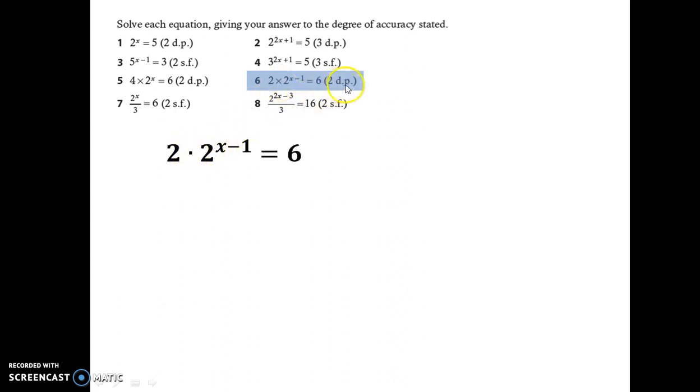And then here it says 2 decimal places. That's what that means, 2 decimal places. So give your answer to 2 decimal places. So here's that statement rewritten. Now, what do you think you do first here? Give it a try, and then we'll reveal.